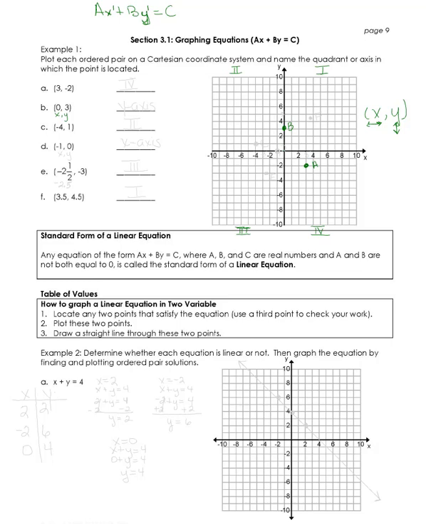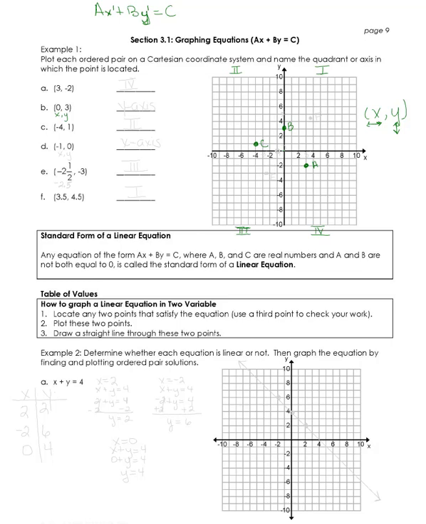Letter C, -4, 1. Where is that point located? Quadrant 2. Yes, quadrant 2. Okay, we start at the origin. Our x coordinate is -4, so we count over -4 spaces. So we have 1, 2, 3, 4, and then for our y, we're going to move up 1. We'll call that point C.